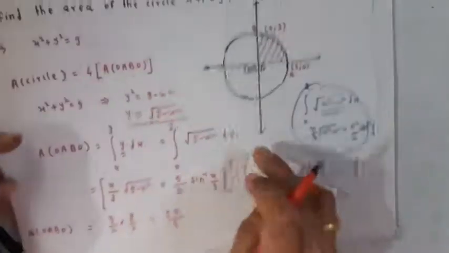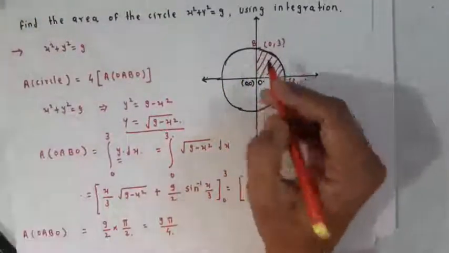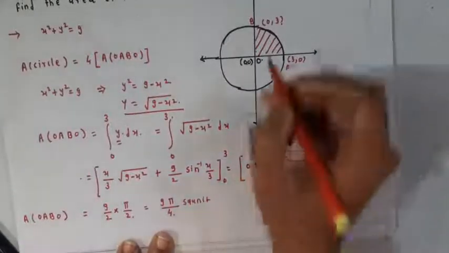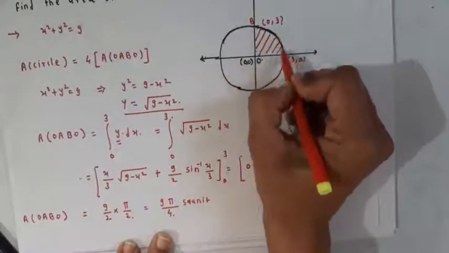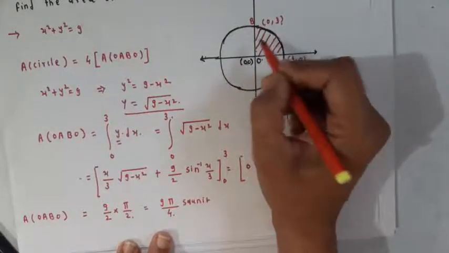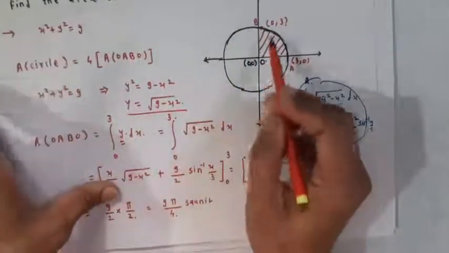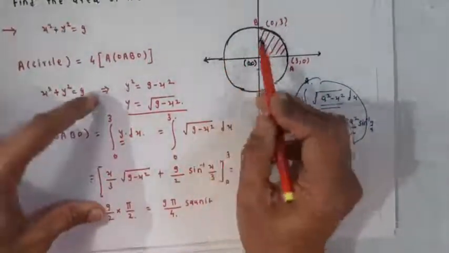Now this 9 pi upon 4 square units is the area of only this much sector, this much part. The total area of the circle is 4 into the area of OABO.